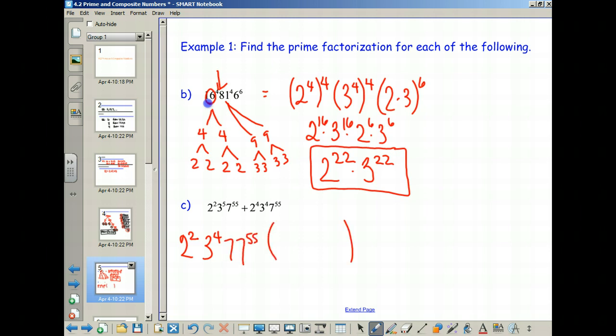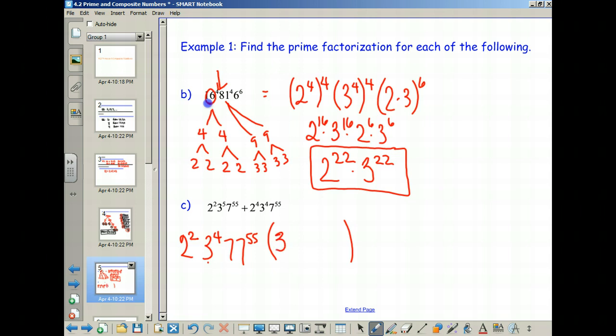Now, I pulled out what they had in common, but that means there's some things that they didn't have in common that are left over. So look at the first one. 2 squared, well, I pulled all of that out. 3 to the 5th, and I pulled out 4 of the 3's, which means what's left? 1, 3. Yes?